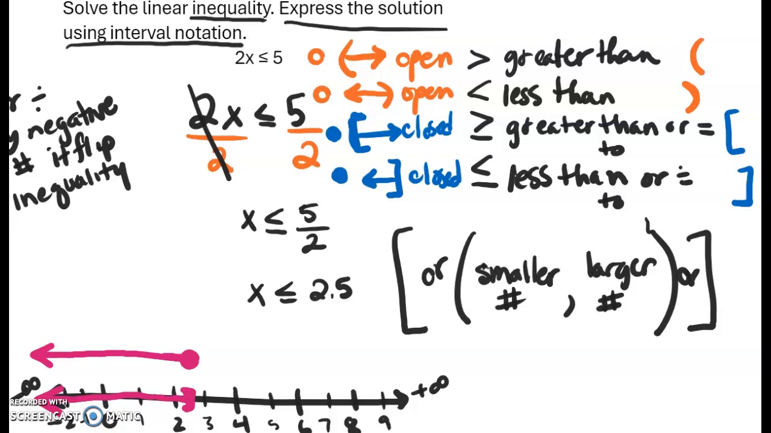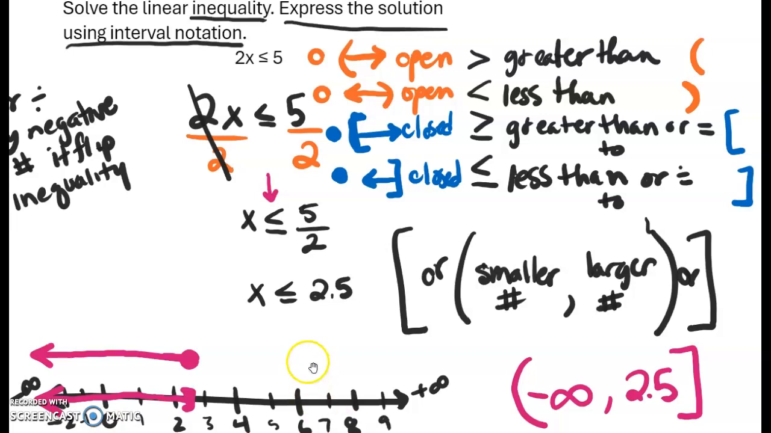Here I don't have an endpoint, right? It's going off to negative infinity. So I'm going to say negative infinity, that's the concept of the smallest number, up to 2.5. I'm going to put a bracket here because it includes 2.5 because of the symbol. And I'm going to put a parenthesis. Negative infinity or positive infinity will always have a parenthesis. It's an open-ended area.